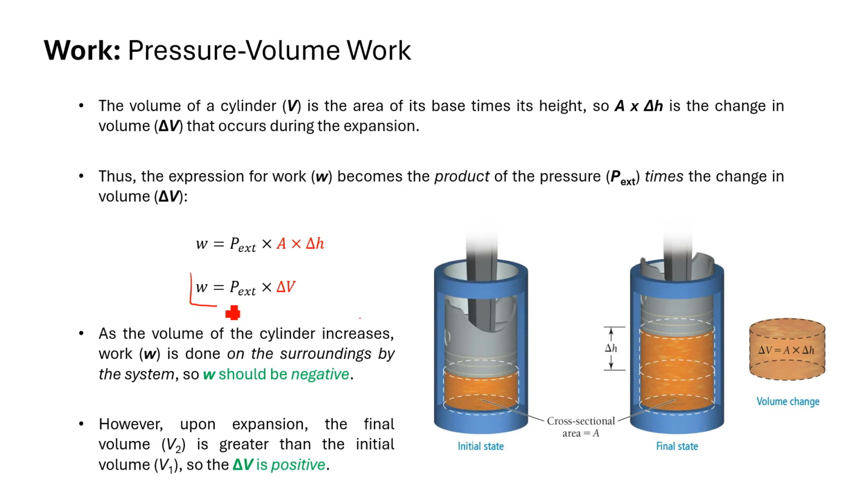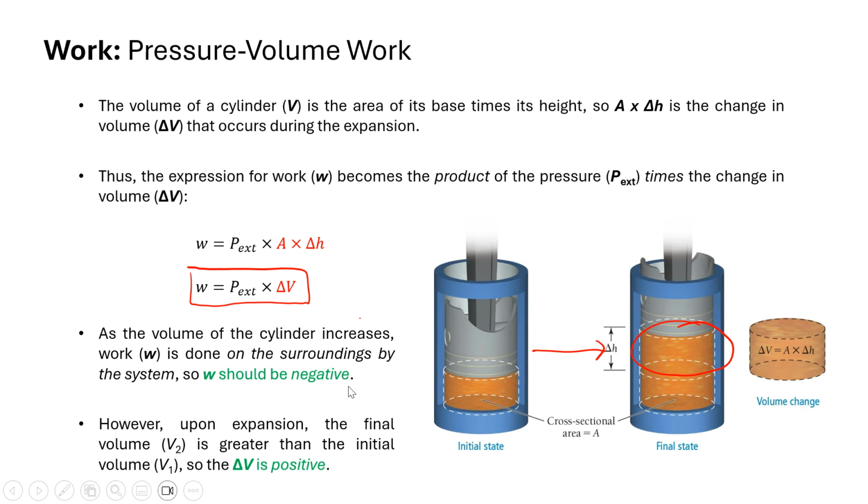Have to constantly switch back and forth between the pen and the laser pointer. But there it is. Now, these are some really important notes on these bottom 2 points here. It says as the volume of the cylinder increases, right? Meaning going from here to here, the volume went up by this much, right? Work is done on the surroundings by the system. So W should be negative.